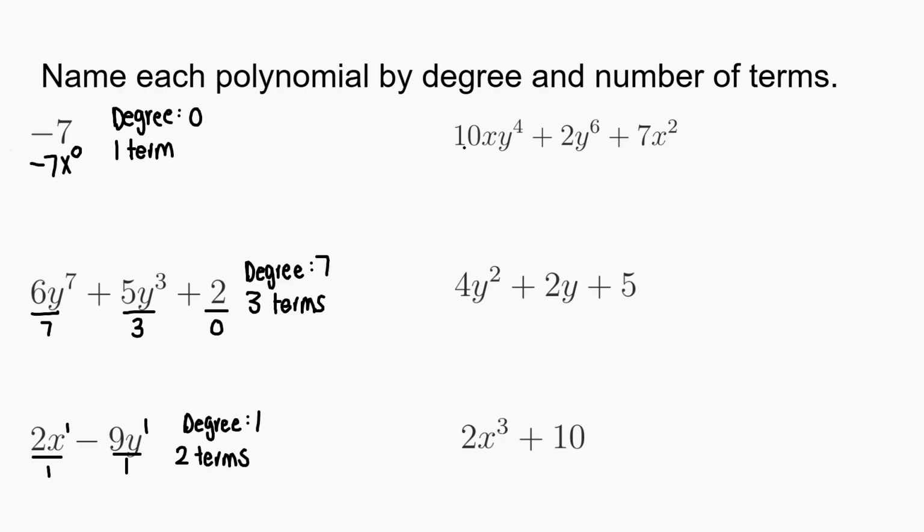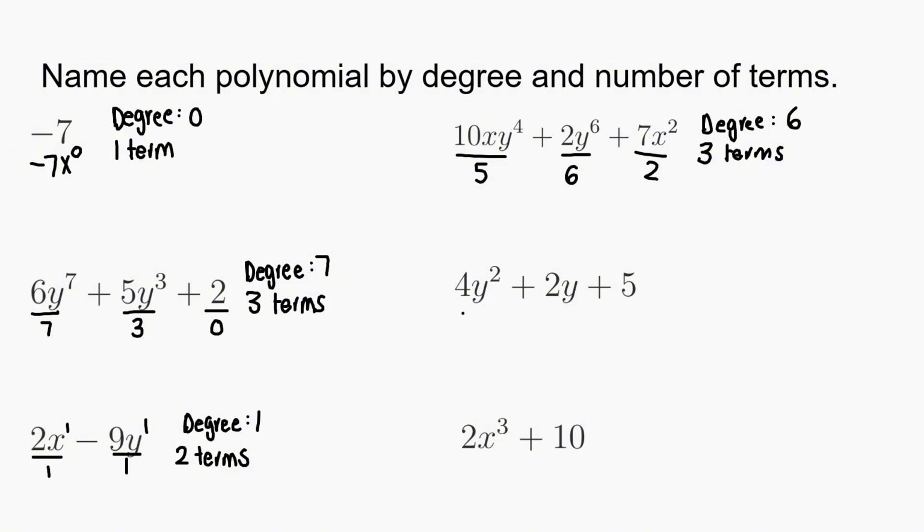What about this one? We have 10xy to the 4 plus 2y to the 6 plus 7x squared. So this one, we have 1 plus 4. So this is going to be 5. This one's 6. And this one is 2. The biggest one is 6. So our degree is 6. And our number of terms is 3.